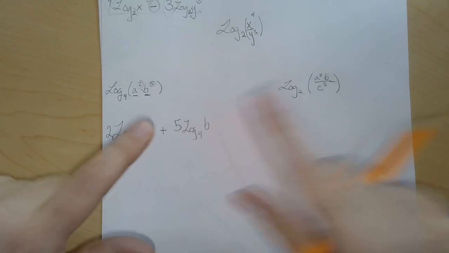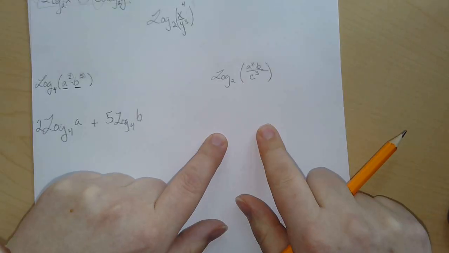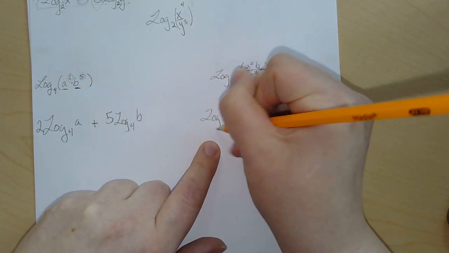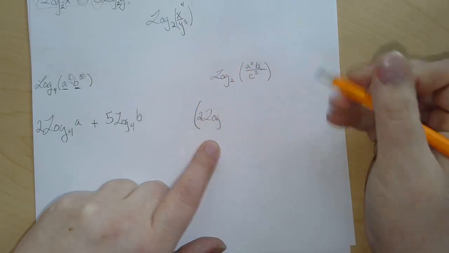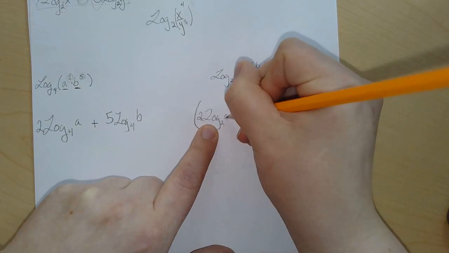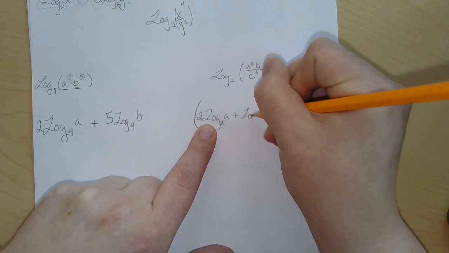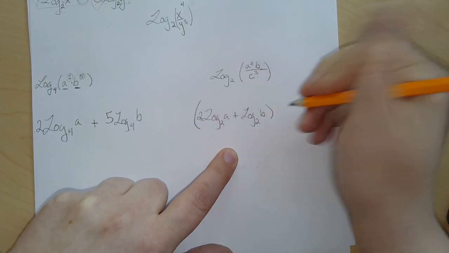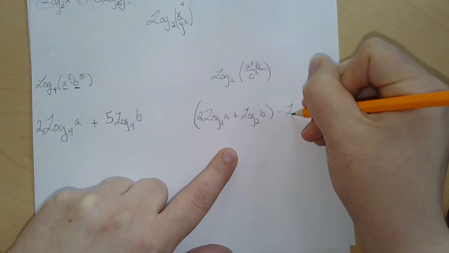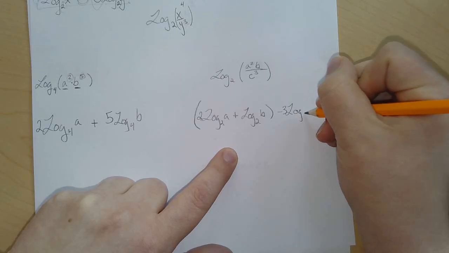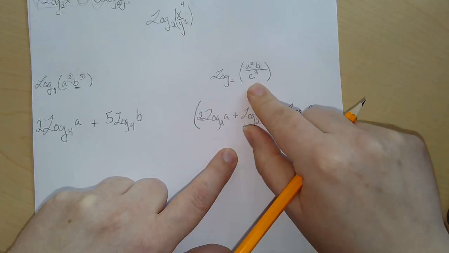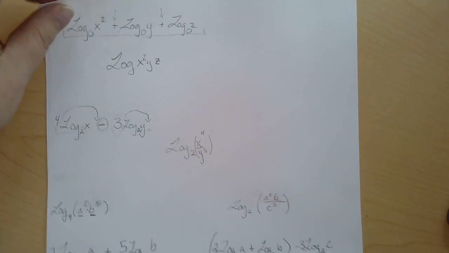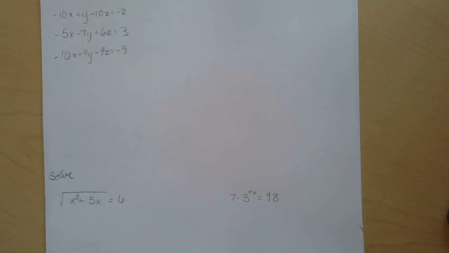Over here, similar idea, except now I've got 3 different letters, so I'm going to have 3 different logarithms. So I'm going to say 2 log base 2 of a plus log base 2 of b, and I put those in parentheses to note that they're together in the numerator, minus 3 log base 2 of c, because that's the only piece in the denominator. So rewriting would be the idea of expanding and condensing your logarithms. So that's one of our targets.